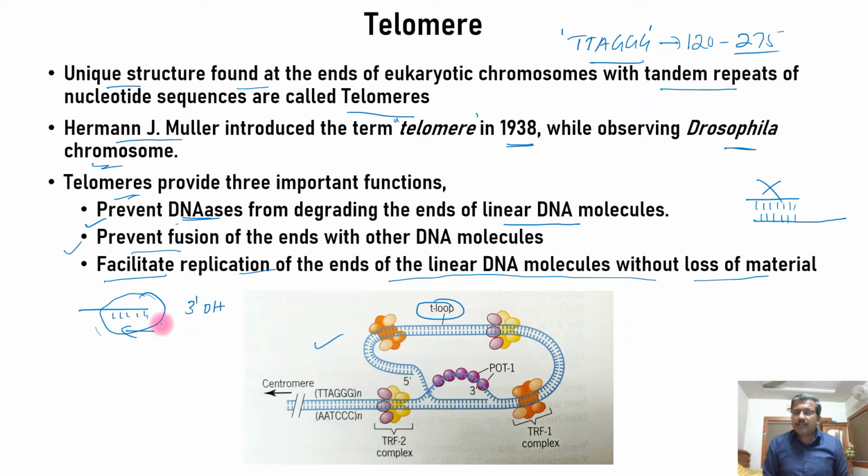That means finally it can touch a gene that is active, and as a result it will be damaging the DNA. That can be prevented by the presence of the telomere. So that is the third function: it facilitates replication of the ends of linear DNA molecules without loss of material.